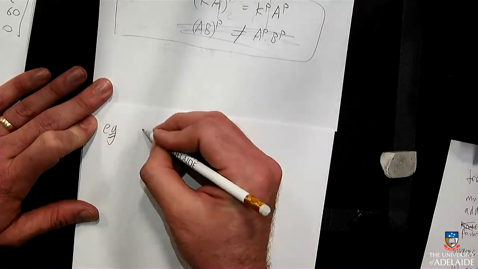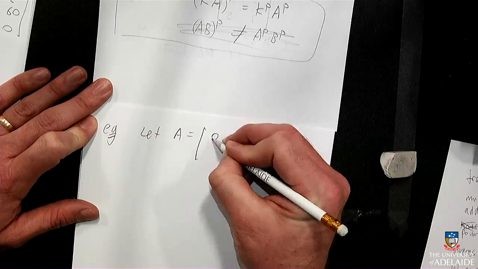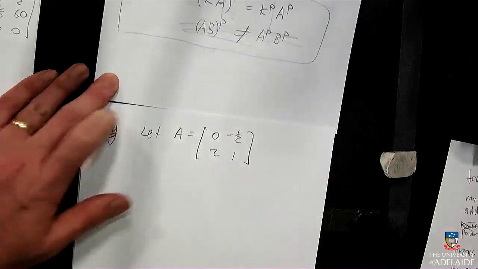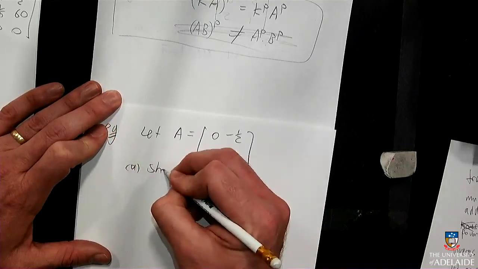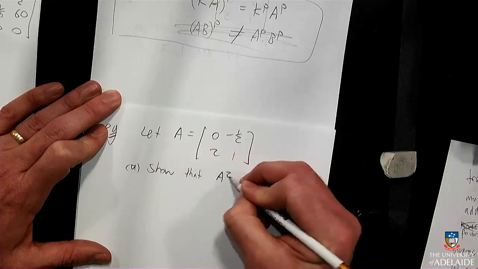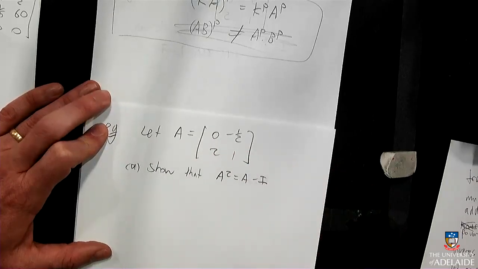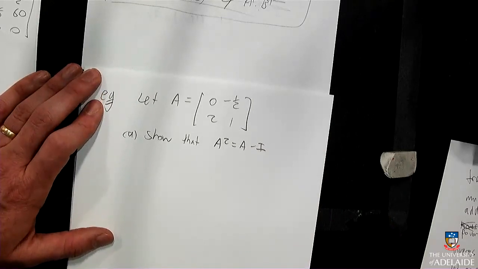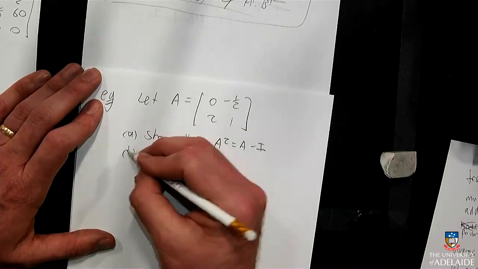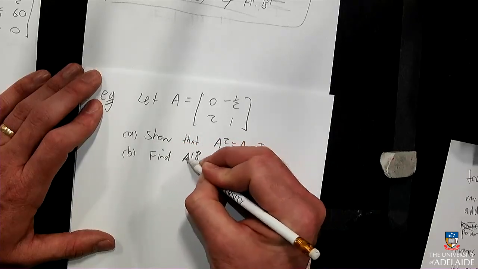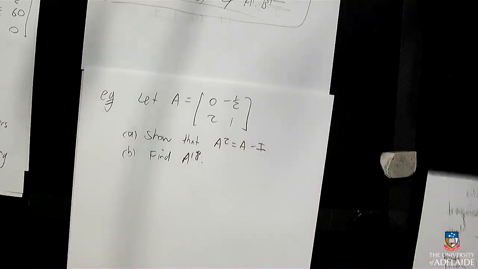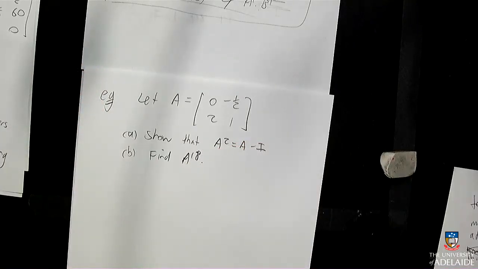Okay, sorry about that. So let's do an example. Let A be equal to 0, minus a half, 2, 1. Show that a squared is a minus I. And B, find a to the 18. So this is going to be a little example of how to do proper maths language while you're doing arguments using matrices. And we're going to have to use a lot of the rules we've seen so far.